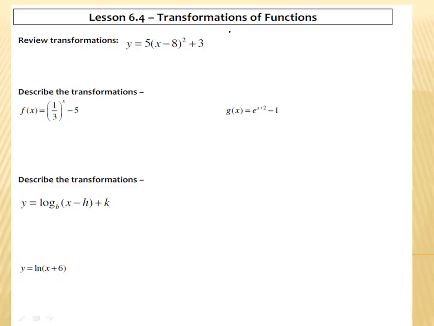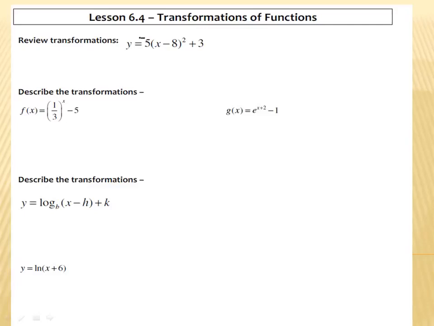So we're going to start talking about transformation of our functions. We've already talked about exponential graphs and log graphs. But now we are going to start transforming them, which means sliding them or reflecting them. So let's just review a little bit from prior chapters.